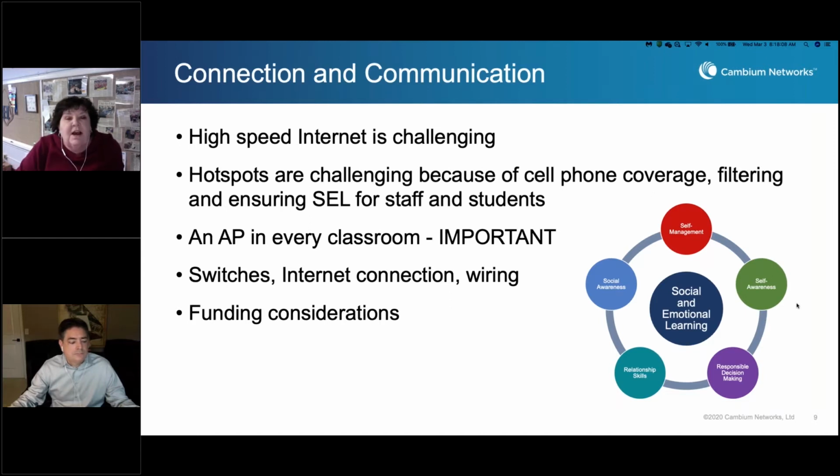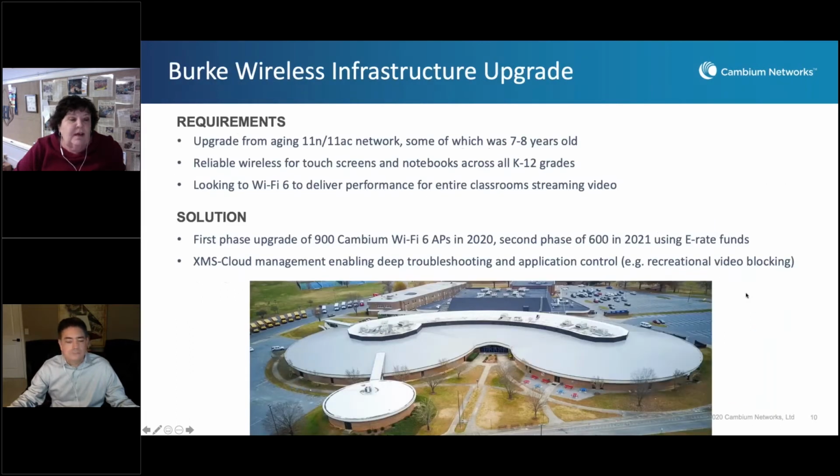So what does our wireless infrastructure kind of look like? Our infrastructure right now, can you go to the next slide, Bruce? There you go. Should be up there.